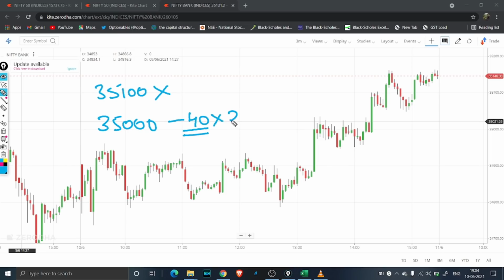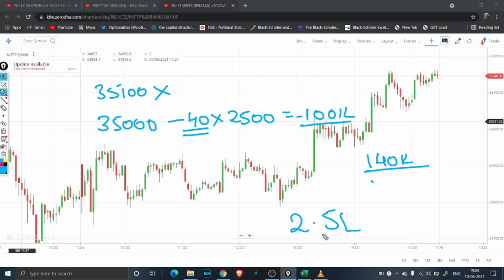So 40 into 2,500, which is around 1 lakh. So this is how I ended up with a total loss of 1 lakh additional to my 1,40,000 and odd. So net I ended up with a total loss of 2,50,000. So that is for today's trade. And once I ended up with a loss of 2,50,000, I just stopped trading. I could have taken some additional trades to bring it down to somewhere around 2 lakh or 1,80,000. But there is no need to do that today itself. I can come back and do it tomorrow.